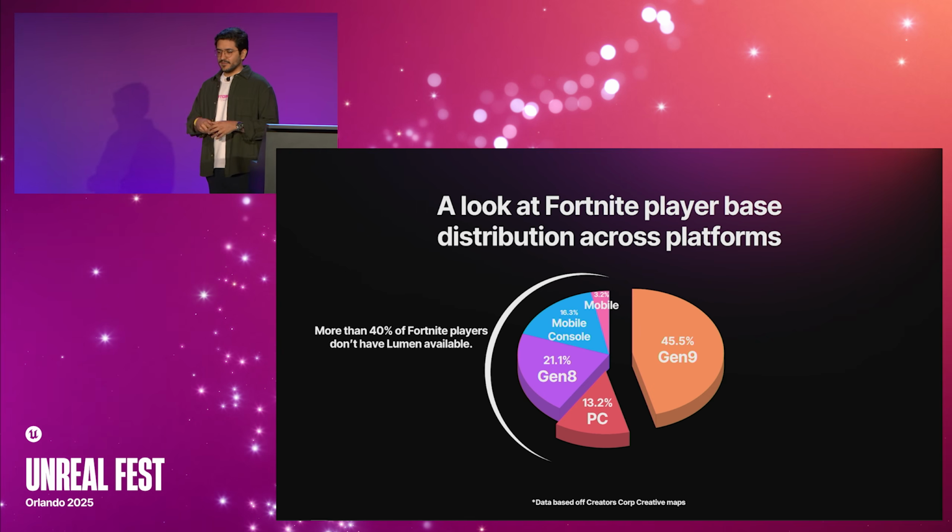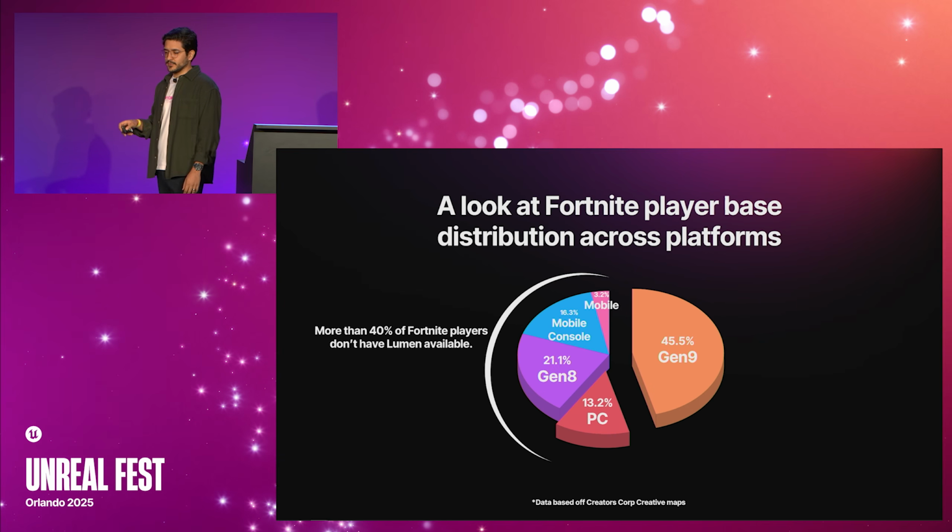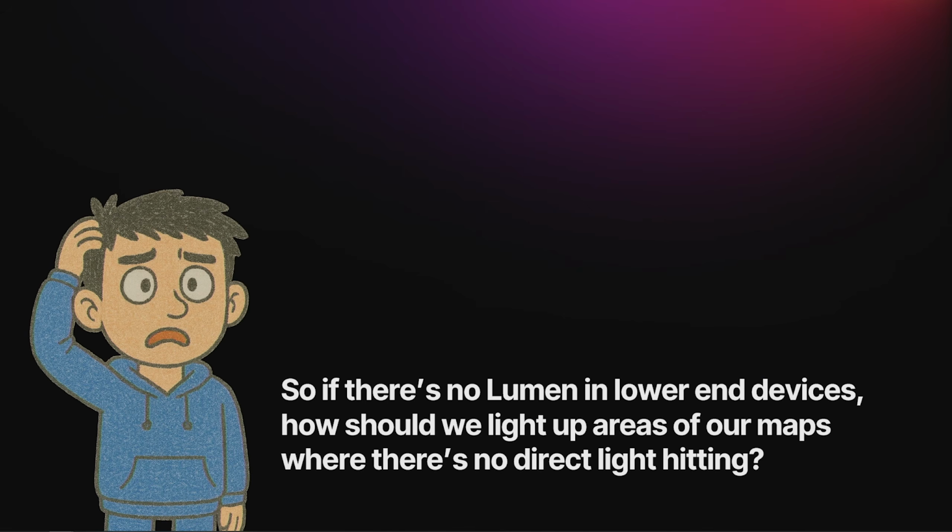So it's actually only 45.5% of players that have a Gen 9 console that has Lumen available. Quick note, this data is not official at all. It's just based on our analytics over maps at Creators Corp, but it gives us a very good idea on the player distribution. So if there's no Lumen in lower-end devices, how are we supposed to light up our scenes when there's no direct sunlight hitting?